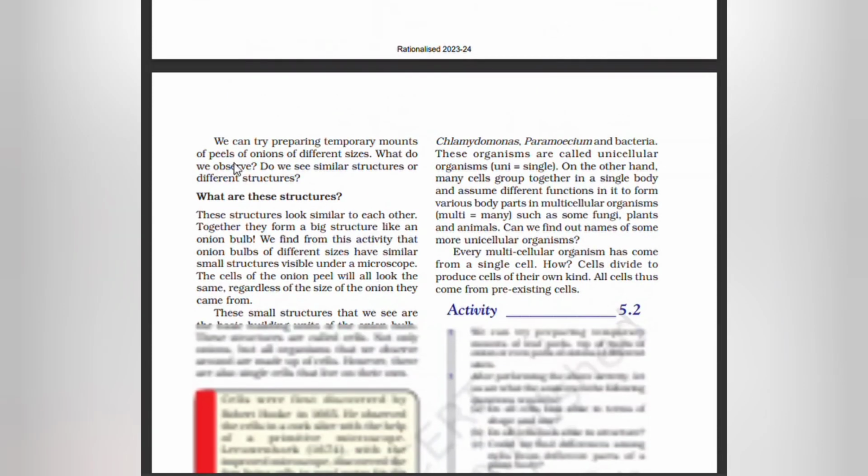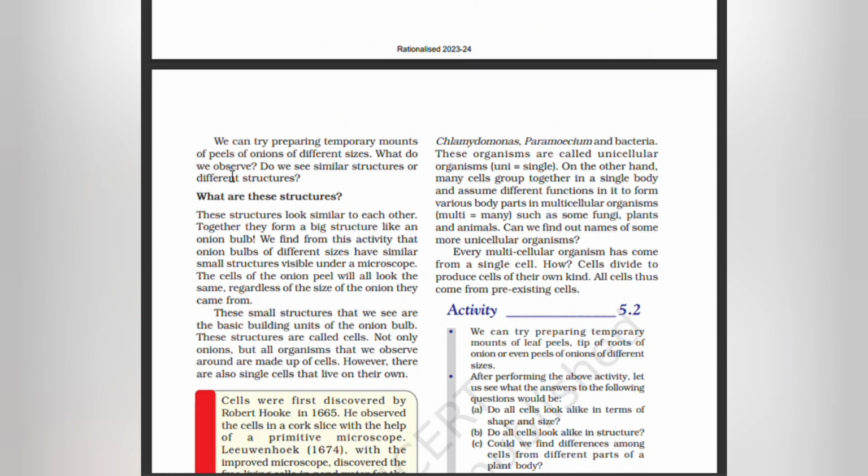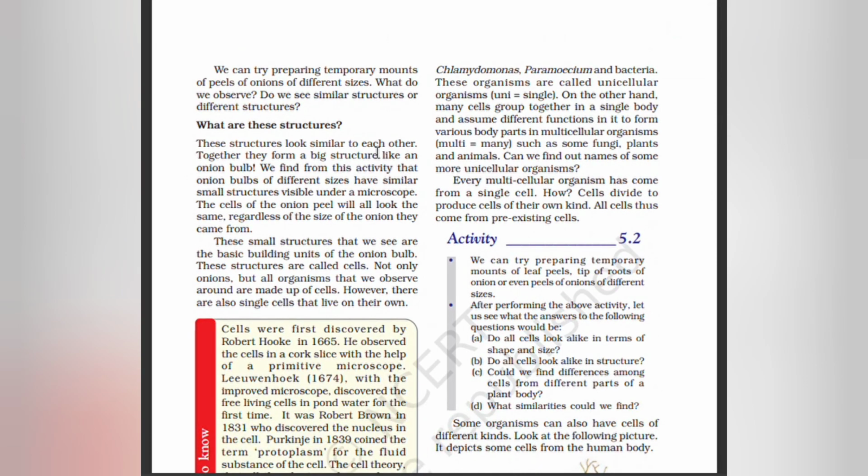What does it look like? We can try preparing temporary mounts of peels of onions of different sizes. What do you observe? Do we see similar structures or different structures? What are these structures? These structures look similar to each other. Together, they form a big structure like an onion bulb. We find from the activity that onion bulbs of different sizes have similar small structures visible under a microscope. The cells of the onion peel will all look the same regardless of the size of the onion they came from. These small structures that we see are the basic building units of the onion bulb. These structures are called cells.